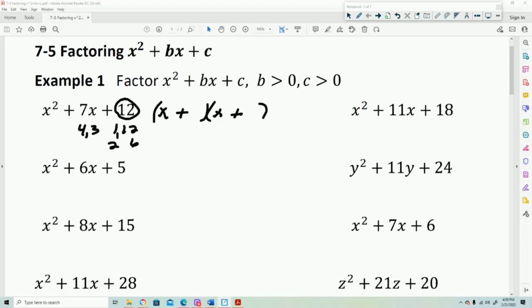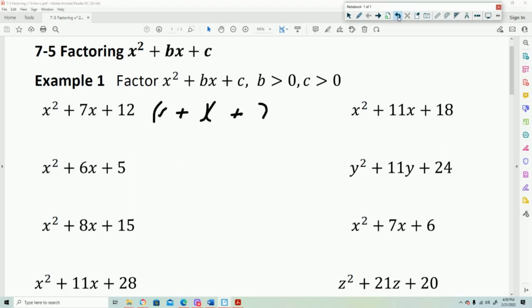Out of these pairs, I need a pair that adds to be 7. That takes care of that one and that one. It's only this one that will work. And it doesn't matter which one you do first, the 4 or the 3. That's our binomial factors, x plus 4 and x plus 3. Okay, good. Let's move on to the next one.